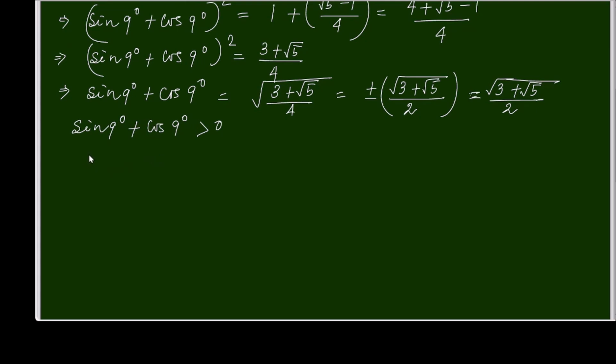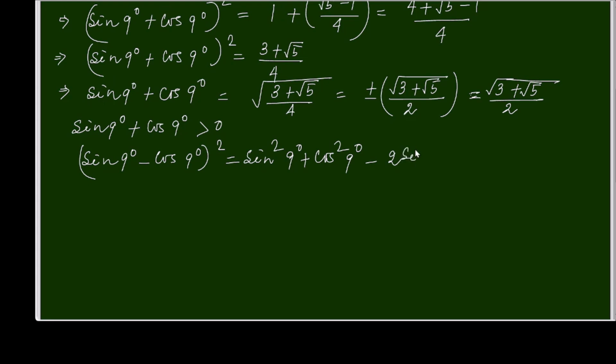Next, I'll go for symmetry. What is it? (sin 9° − cos 9°) whole square. This gives me sin² 9° plus cos² 9° minus 2 sin 9° cos 9°, or directly I can write this as sin 18°. So (sin 9° − cos 9°)² equals 1 minus sin 18°.